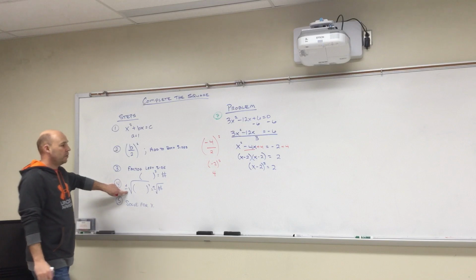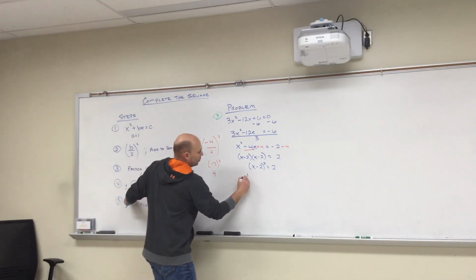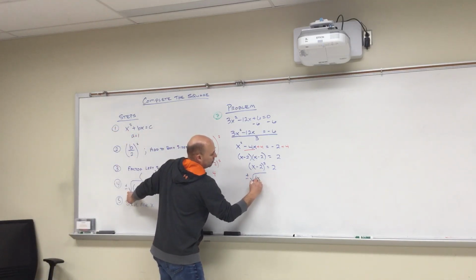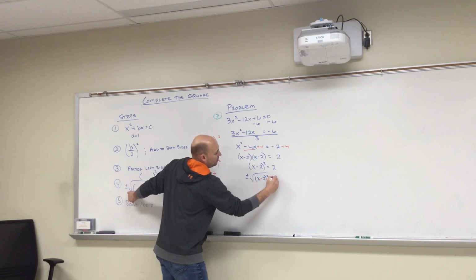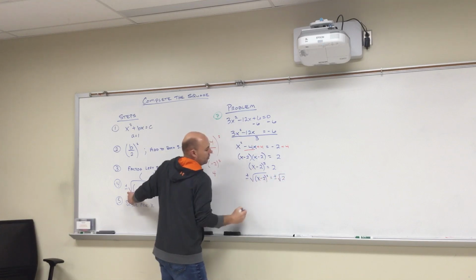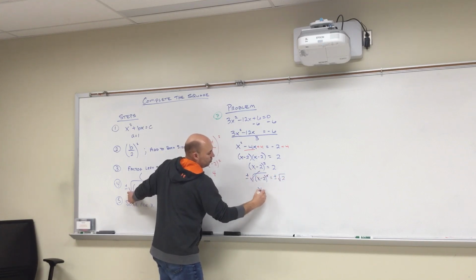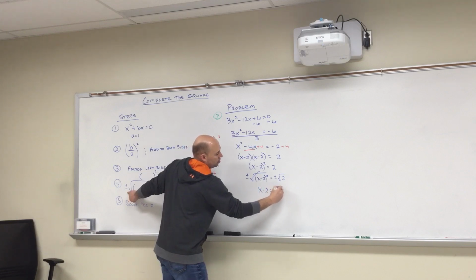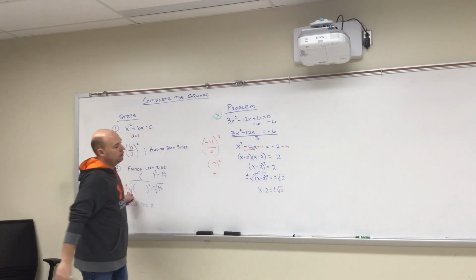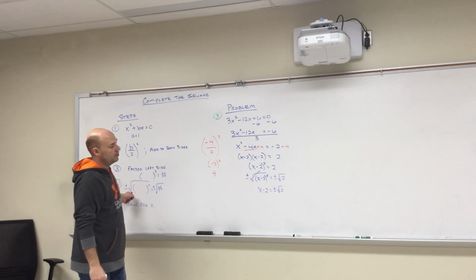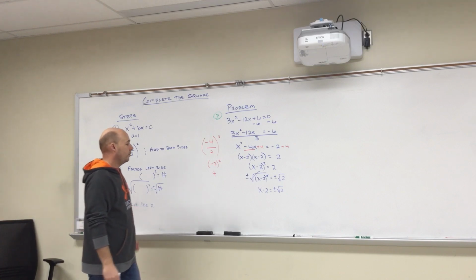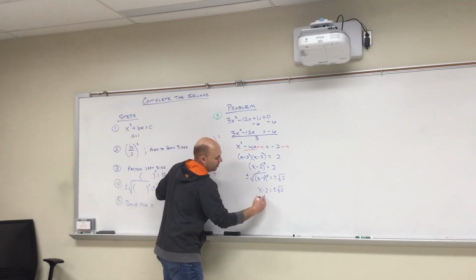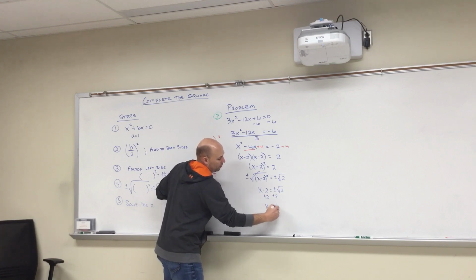Then I have to take this plus or minus square root. Do not forget your plus or minus. So plus or minus square root to one side, plus or minus square root to the other side. These cancel. So now I've got x minus 2 equals plus or minus radical 2, and then the last step is to solve for x. So add 2 to both sides. So I get x is equal to 2 plus or minus radical 2.